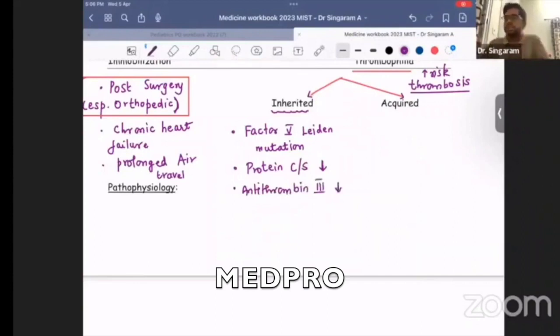All these things appear to be very new to you. Do you want me to explain factor V Leiden mutation and protein C, protein S deficiency, or has it been already taken for you?